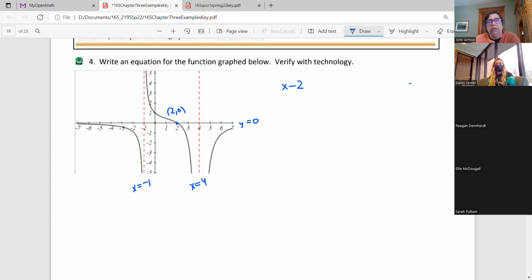X equal negative 1. Notice the behavior of the function near x equal negative 1. One side up, other side down. So we're going to need a factor of x plus 1.